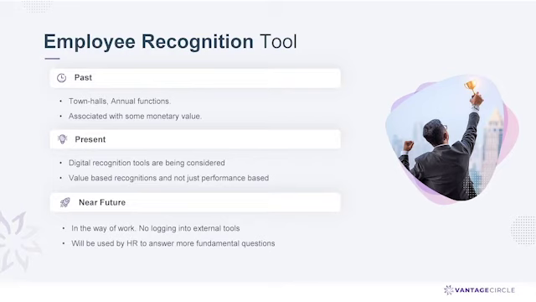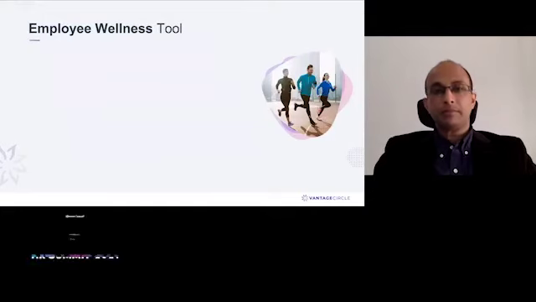So in fact, in Vantage Circle, we already have integration with EMR, Slack, and Microsoft Teams. So I think the employees do not have to log into another tool, but they can do it from their own tools that they're using to have regular communication between themselves inside the company. And I think what will also happen is that the recognition tool will be used by HR to answer more fundamental questions around employee engagement.